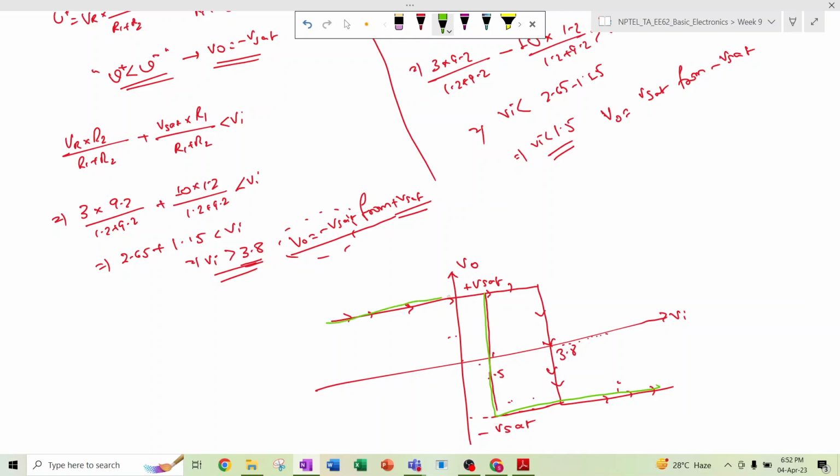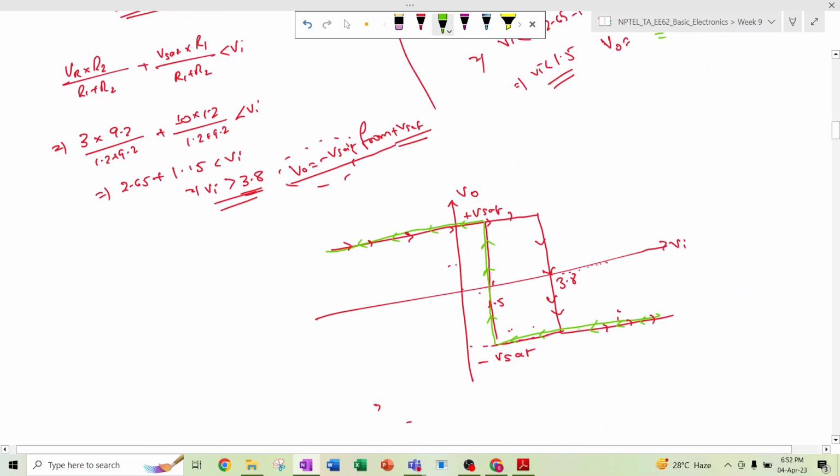So it will go from minus Vsat to plus Vsat. Earlier it was minus Vsat, and then it will go to plus Vsat. Okay, so this is the transfer characteristics of the op-amp.